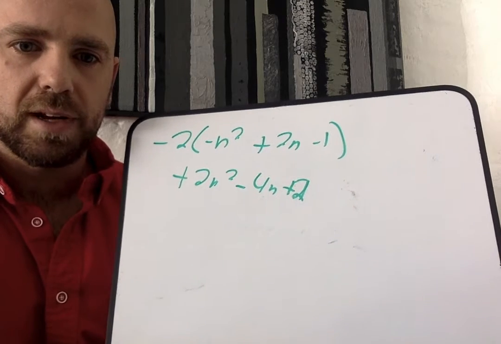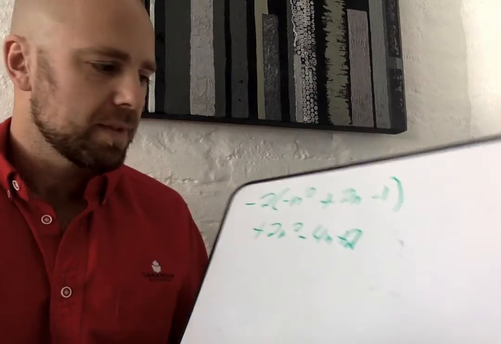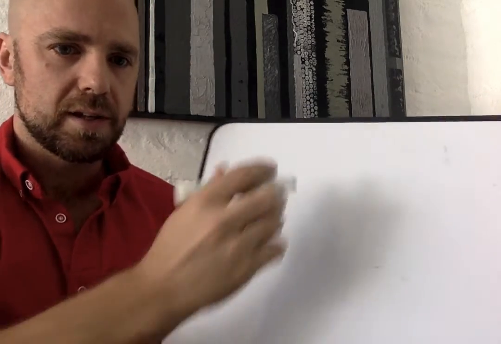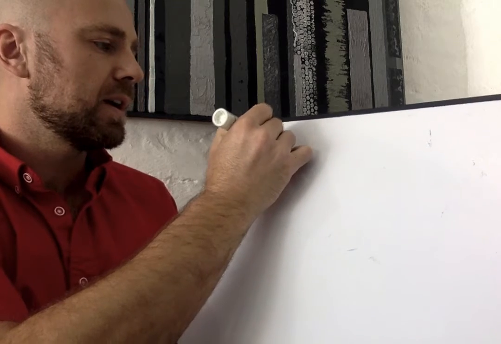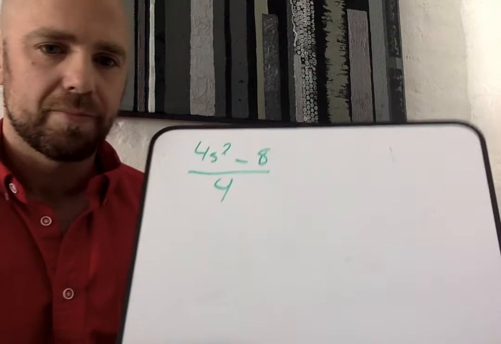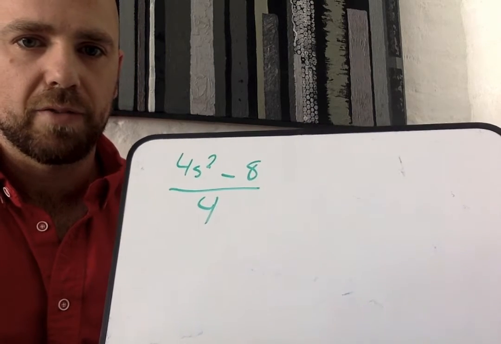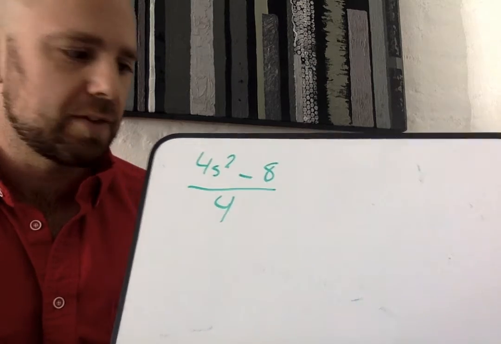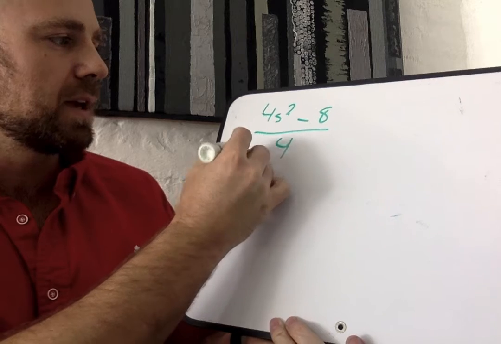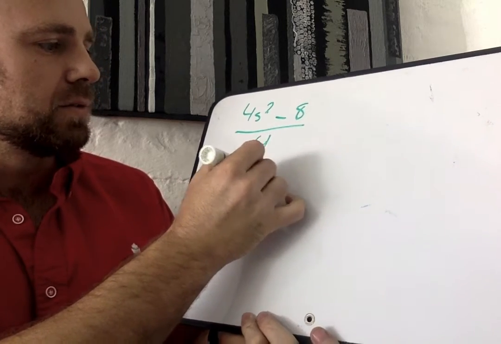All right, let's go down and do some division examples. All right, so our first one, let's go with something like this. If we've got 4s squared minus 8 divided by 4. So this one's not overly difficult. Basically what we're doing is we're going 4 divided by 4, and then 8 divided by 4. So we end up getting s squared minus 2.